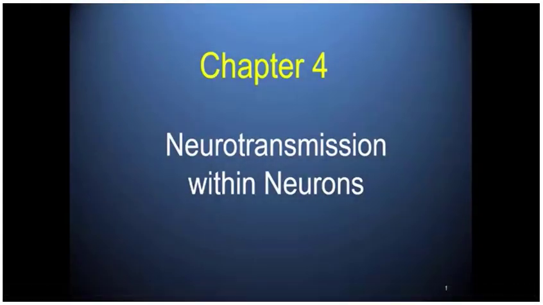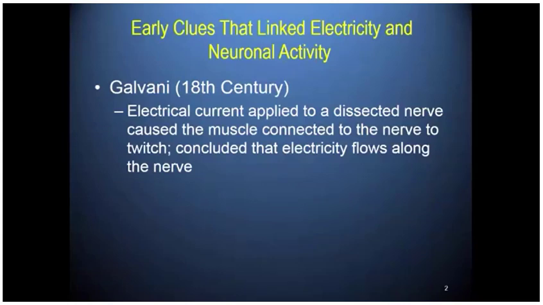In lecture 5, we're going to discuss how neurotransmission occurs within a neuron. Before we get there, though, we're going to start talking a little bit about the history of how we have come to realize that the nervous system uses a change in polarity or electrical current when it functions or when it's communicating.